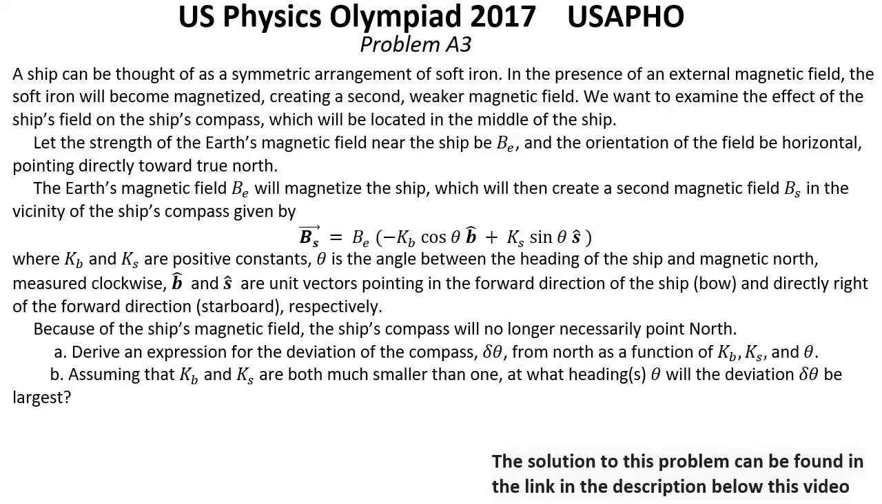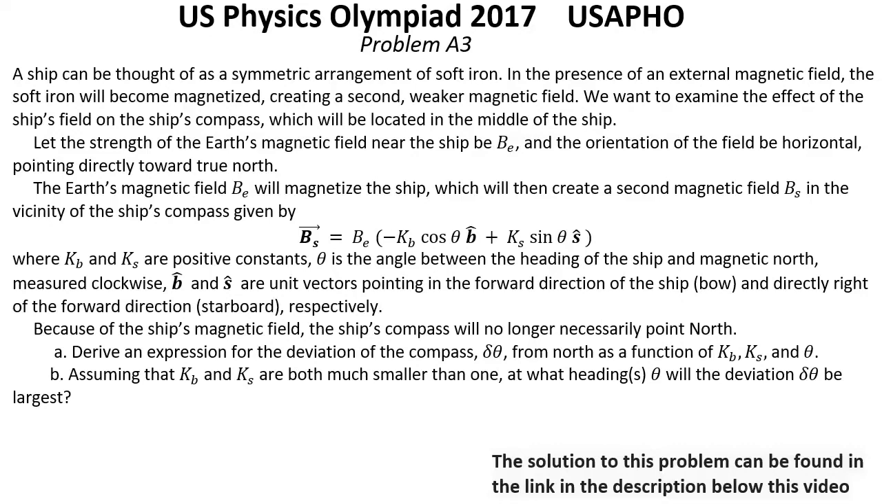Because of the ship's magnetic field, the ship's compass will no longer necessarily point north. Question A. Derive an expression for the deviation of the compass delta theta from north as a function of KB, KS and theta. Question B. Assuming that KB and KS are both much smaller than 1, at what headings theta will the deviation delta theta be largest?